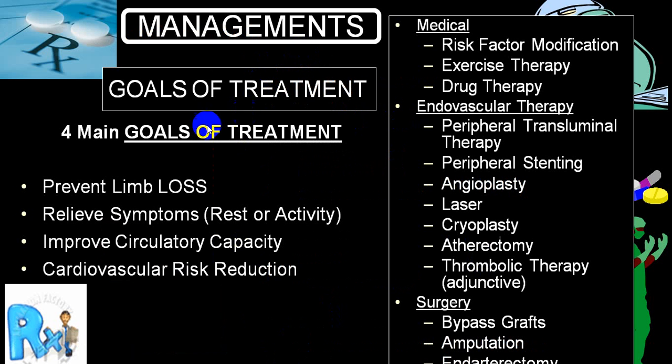As far as the treatment part is concerned, you have to achieve the 4 main goals. You have to prevent the limb loss. You have to relieve the symptoms. You have to increase the circulatory capacity, and you should reduce the cardiovascular risk because it can recur. So you can give medical therapy and endovascular therapy or surgical intervention.